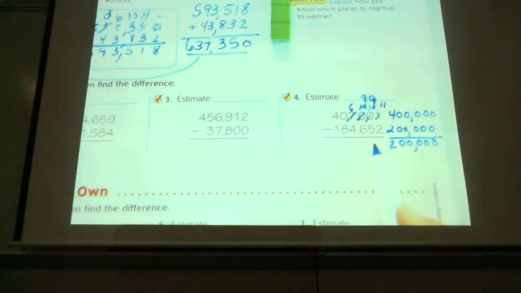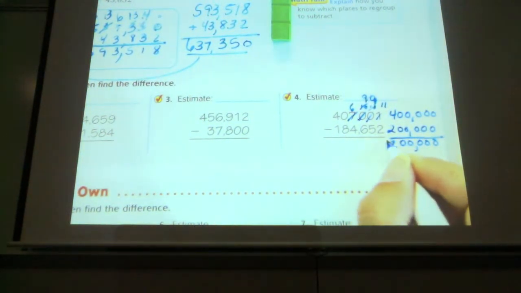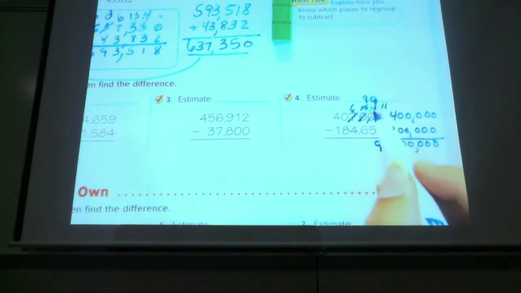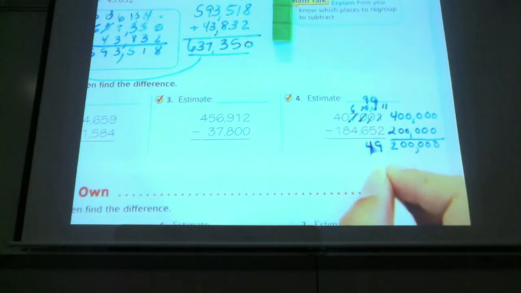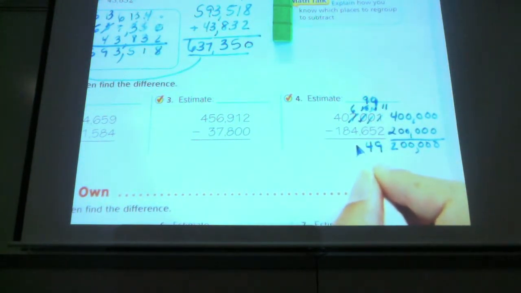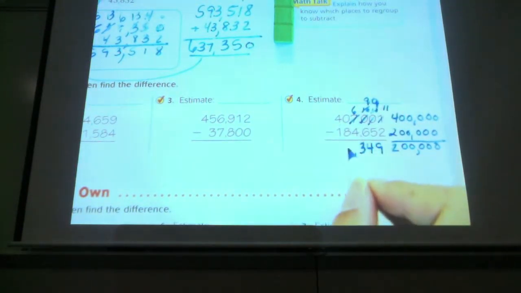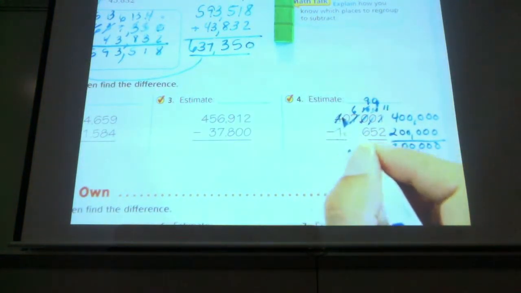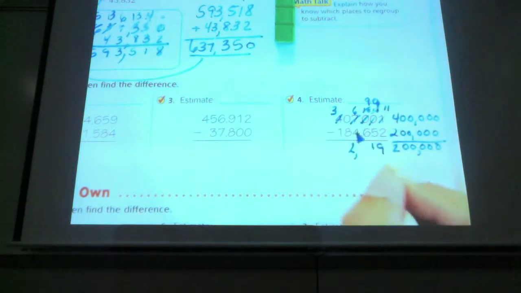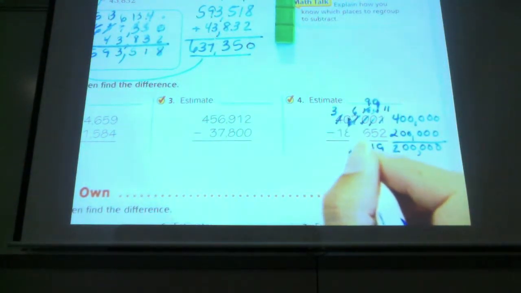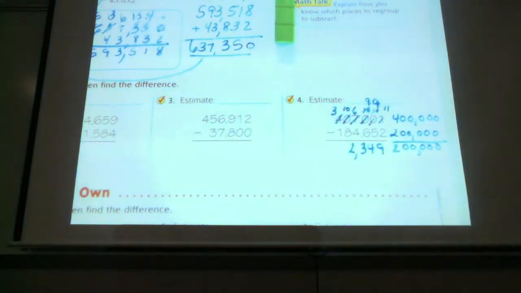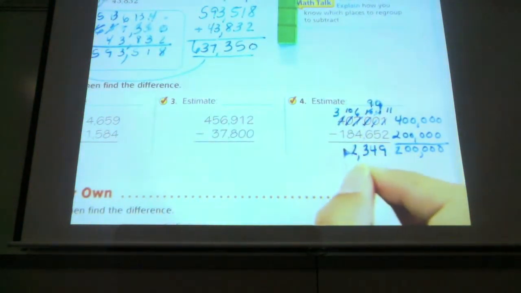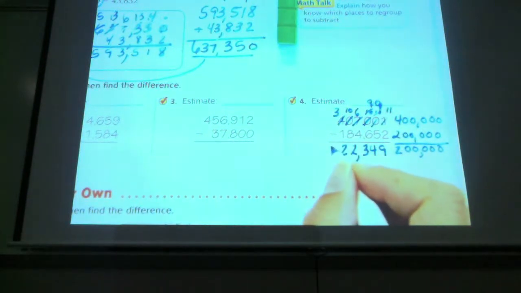Now I'm going to do it. 11 minus 2 is what? 9. 9 minus 5. 4. 9 minus 6. 3. 6 minus 4. 0 minus 8. Yeah, I can't, right? So again, I'm going to regroup my 100,000s and I will have 300,000s. And I'm going to change those to 10 of these, exactly. 10 minus 8 is 2, and 3 minus 1 is 2.